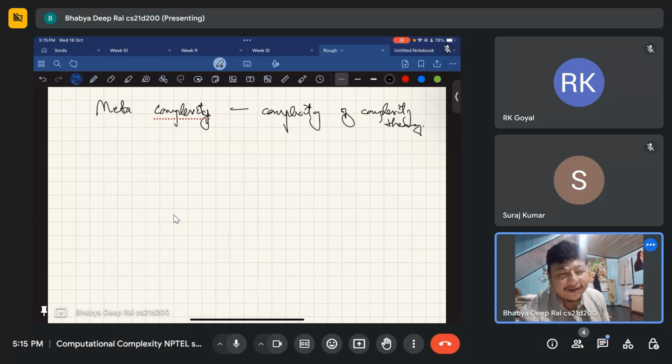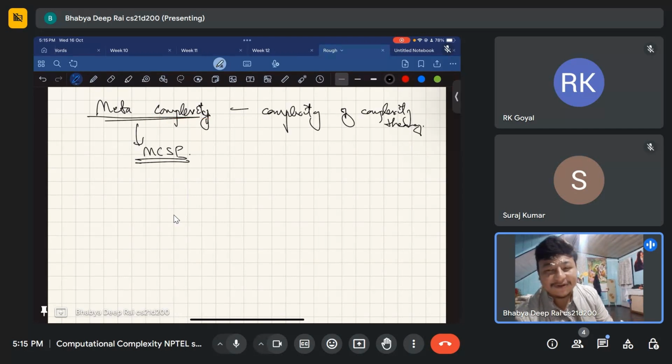There is one candidate problem for meta complexity, called MCSP, the minimum circuit size problem. Given a particular truth table, what is the smallest circuit that computes it? Now you can already see that this has a meta complexity flavor. Proving circuit lower bounds is already difficult for us to do. Now you are trying to come up with an algorithm which actually does this. That is what meta complexity is all about.